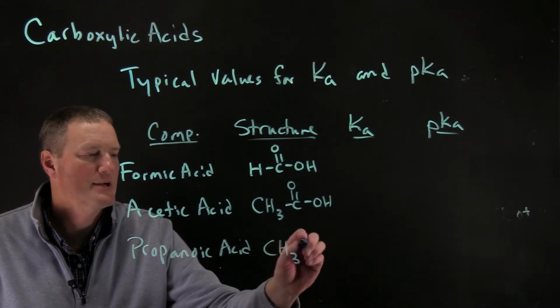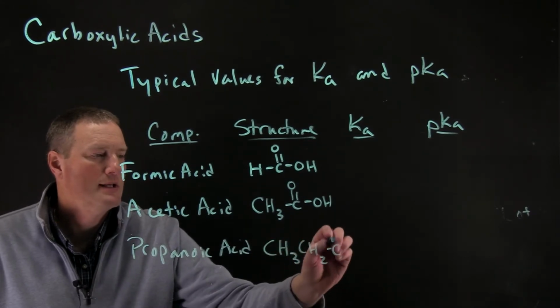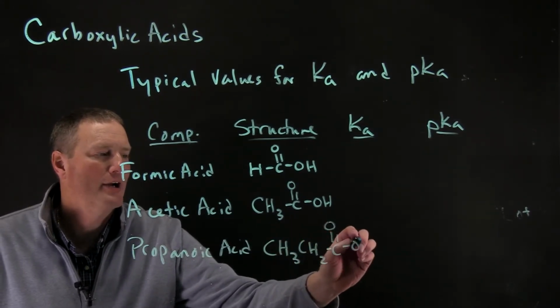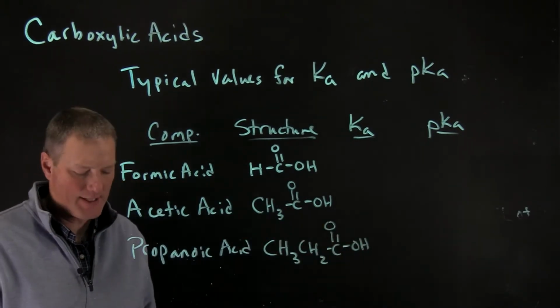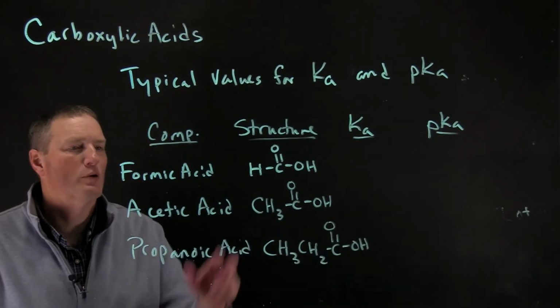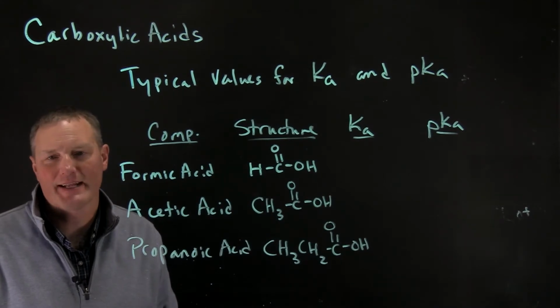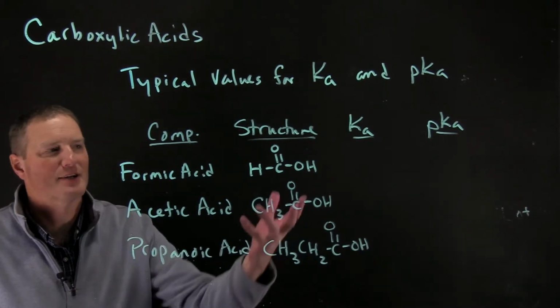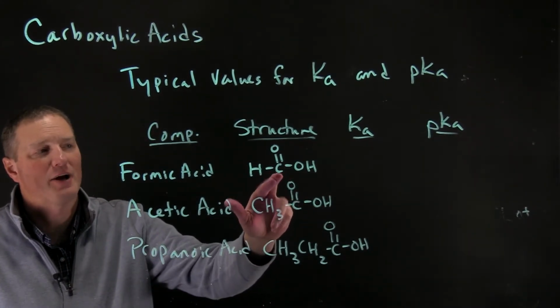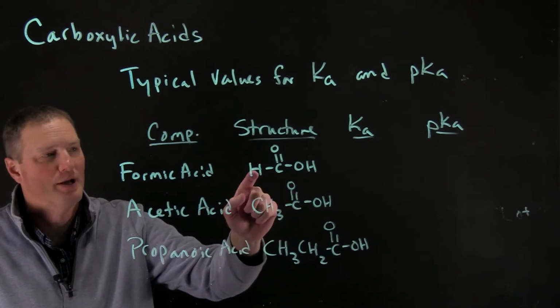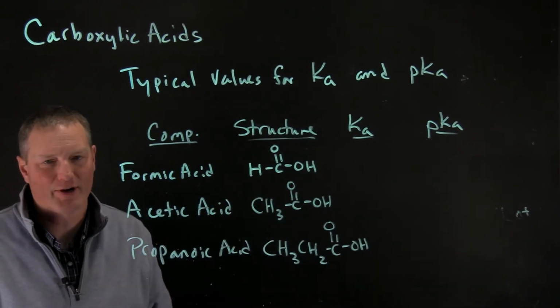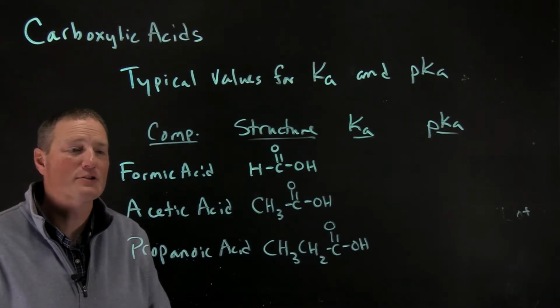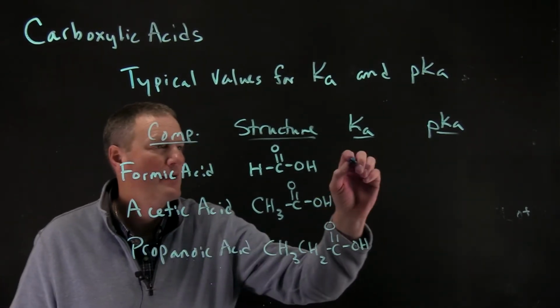So notice in this series, I'm basically adding on a carbon on the side of the carbonyl. Actually, with formic acid, you might say, well, that's not even really a carboxylic acid, because we defined a carboxylic acid as having a carbonyl and OH and some alkyl group. Well, this has a hydrogen instead of a carbon. So let's look at what the Ka values of these are.